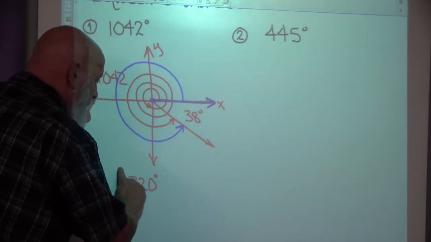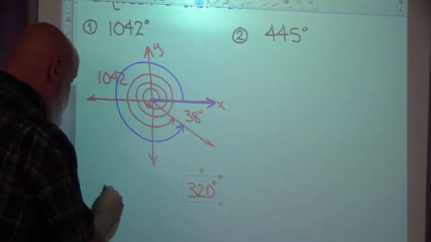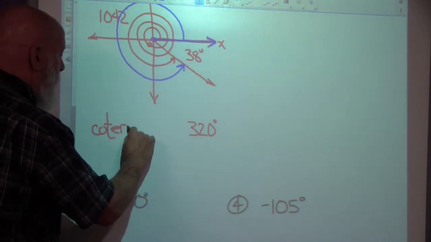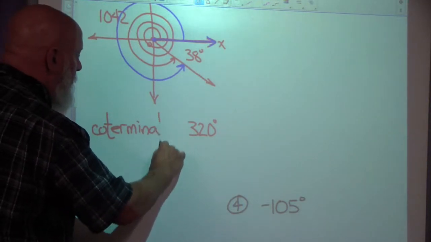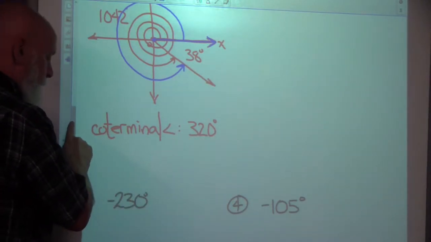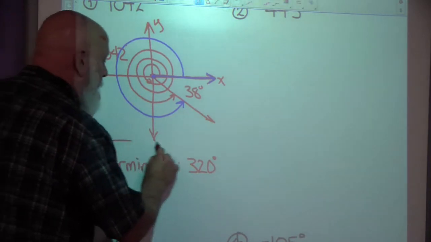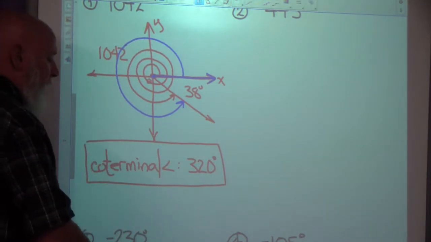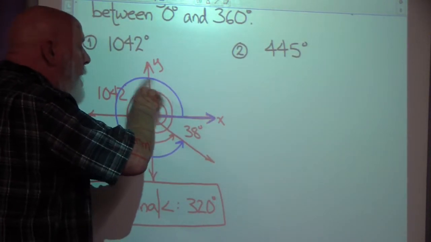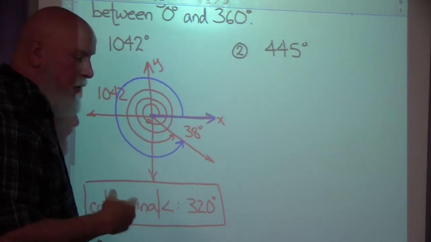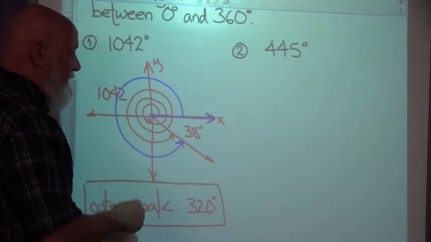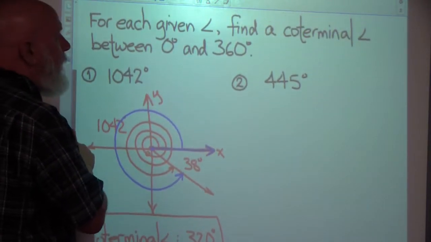That's coterminal. I'll go ahead and identify that. Coterminal angle, 320 degrees. For any given angle, there are an infinite number of coterminal angles. You can just keep spinning around and stop here. That's coterminal. That's what coterminal means. The terminal side is in the same place as another angle. Okay, let's do another one. See if this makes sense.